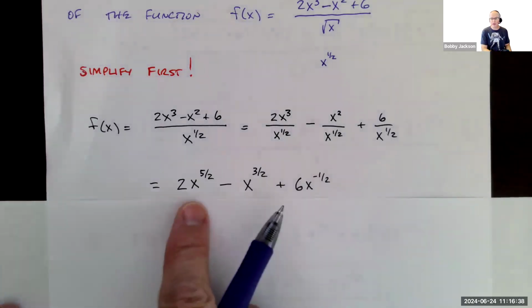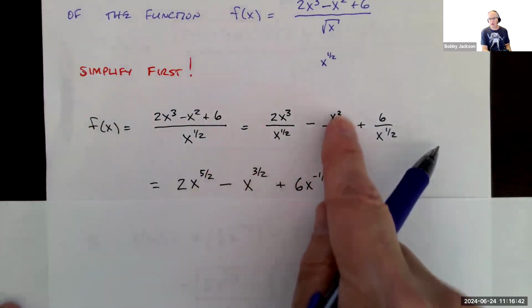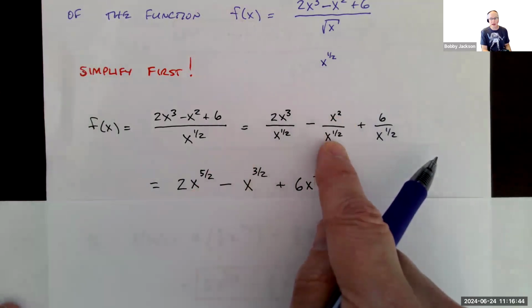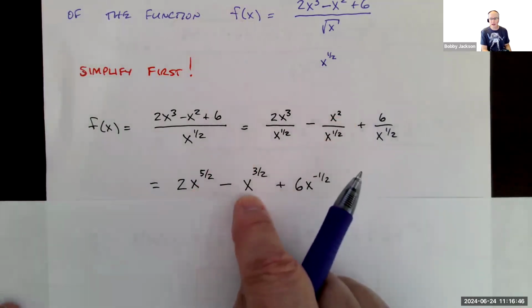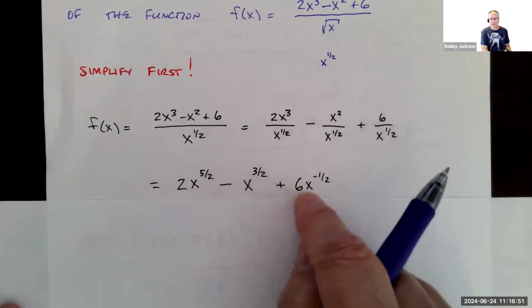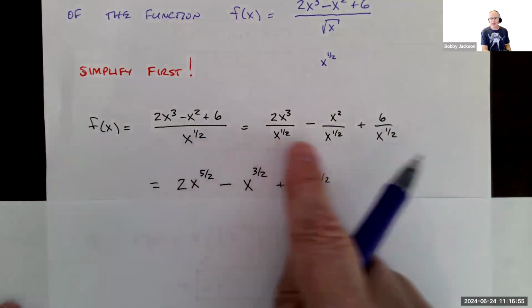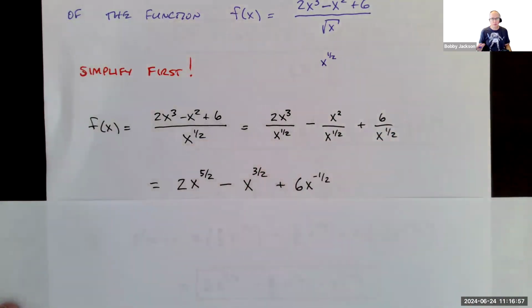Or 2.5. So this becomes 2x to the 5/2. Here I subtract exponents. 2 minus 1/2 is 1.5 or 3/2. So I get x to the 3/2. And then plus what? 6. 6 divided by x to the 1/2 is just 6x to the negative 1/2. So again, I'm dividing each thing by x to the 1/2. The same thing is multiplying each thing by x to the negative 1/2.